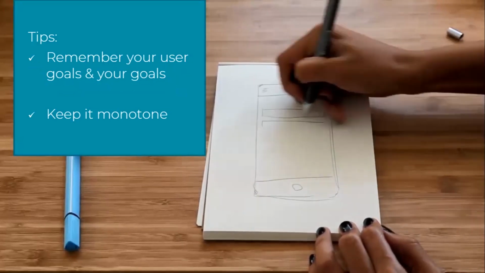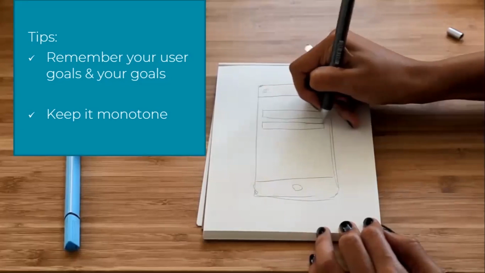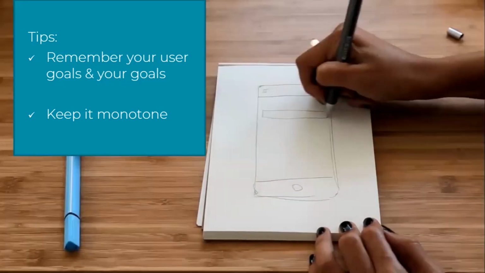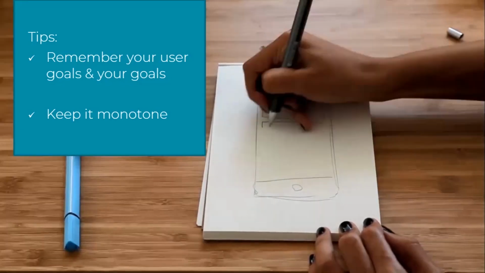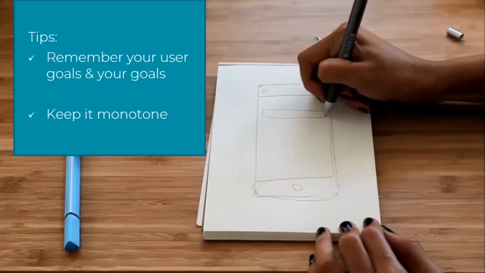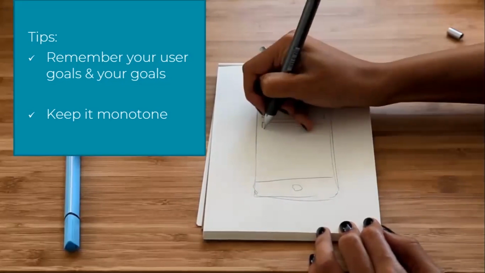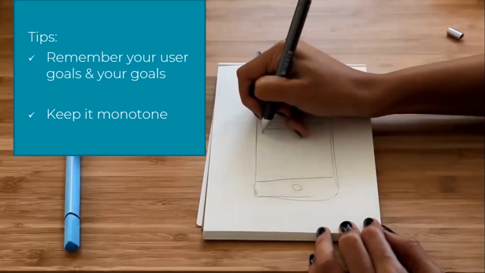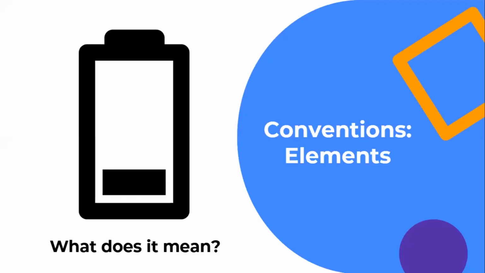Some basic tips when sketching for app design are that you keep in mind the problem you're trying to solve. That is, you remember your user goals and your goals. Also, another tip includes that you keep it monotone. Don't use color. You can keep it simply black and white. Even though sketching is a simple step for us in our design process, there are some tips that can help us better do so, especially in terms of designing for our app.